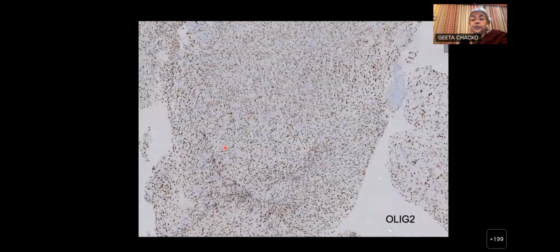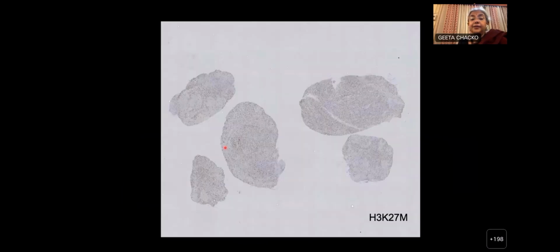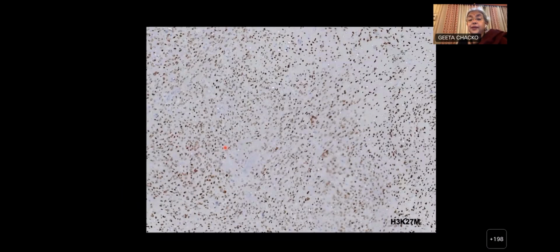So this was OLIG2 positive. All right. And so now next, you want to do an H3K27M. And how do you interpret this? It is positive, showing diffuse positivity in the nuclei for H3K27M. Is there any other marker you can do? We can do, if we have to differentiate it from oligo, because there are some oligo-like cells in it, so we can do IDH.